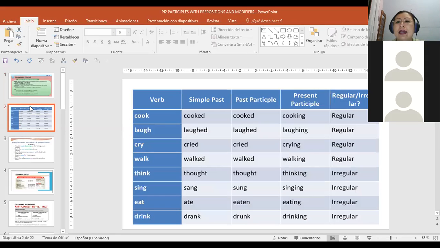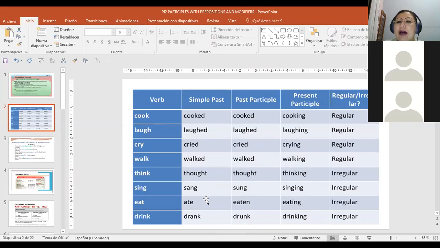In that class, I explained that we have simple past and past participle with verbs. We have regular verbs and irregular verbs. For regular verbs it's easier because it's the same: you just add ed to the past and it's the same participle. This happens with verbs like cooked, walked, and laughed. But there are other verbs like sang, ate, drunk that are irregular, so the past participle is different from the simple past.